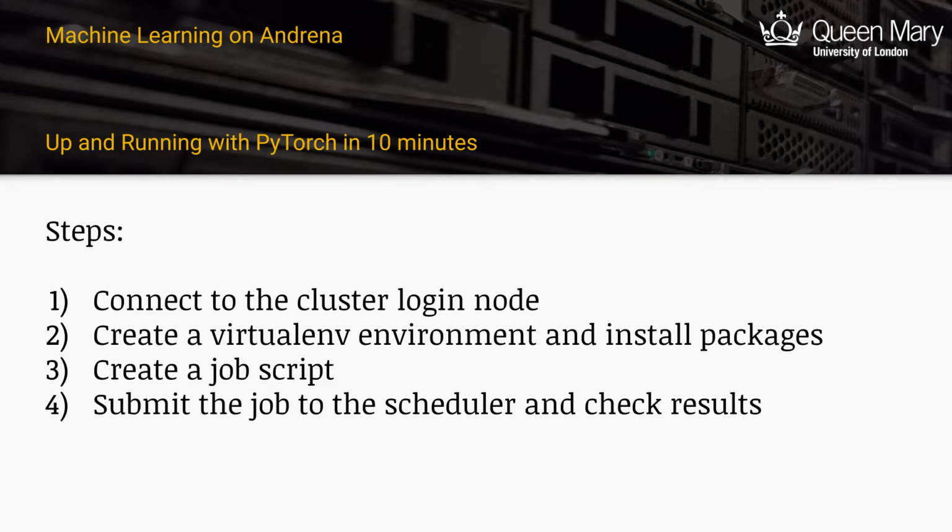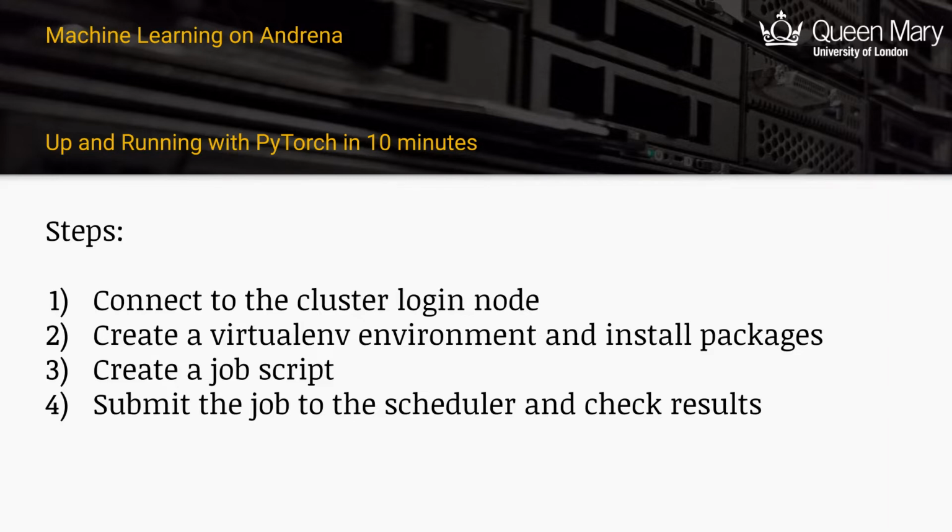We'll walk through the steps in the process. We'll connect to the login node using SSH, create a virtualenv environment, and install our packages into it with pip. Then, we will download some example Python code that uses PyTorch. And afterwards, we'll create a job script to tell the scheduler the requirements for our job. Finally, we'll run the job and check the GPU activity and inspect our results.